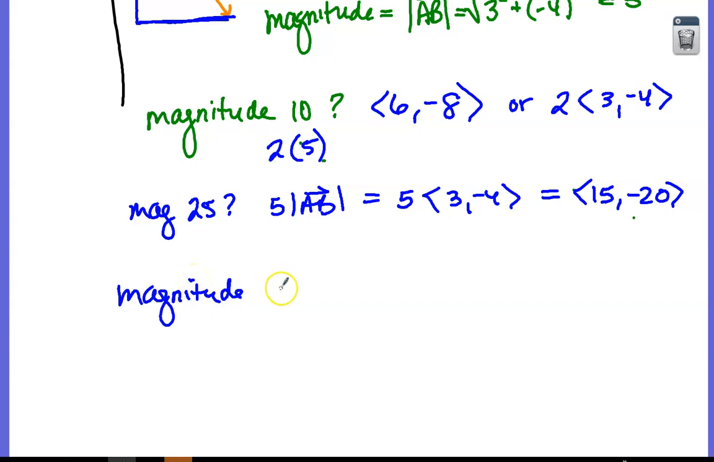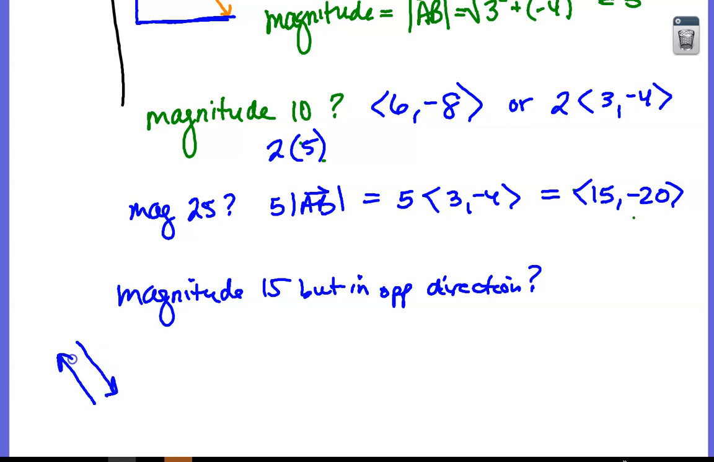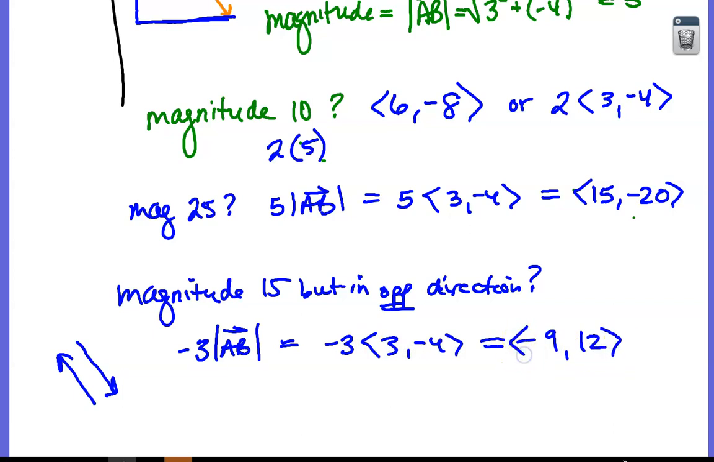What if I said I wanted it to have a magnitude of 15, but in the opposite direction? So what I mean by that is instead of going, obviously, from A to B, I would be going in that direction. Well, again, AB is 5, so we can multiply by 3, but what do you think you could do to make it go in the opposite direction? This should kind of go with what we did in the last units. Yeah, just make it negative. So if you want to go in the opposite direction, you just make your components negative. So in this case, I'm going to have negative 3 times 3, negative 4, which would be negative 9, positive 12. You'd just be moving in the opposite direction.